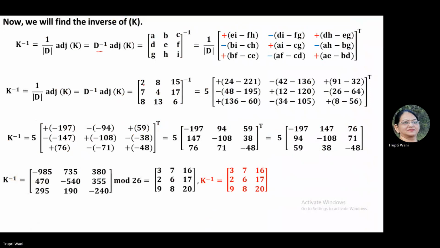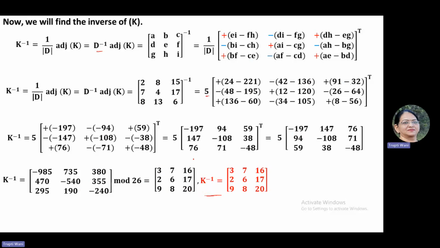So here take our original elements, write down these values, give the sign, and then take the transpose. So we are getting these values, do the multiplication mod 26. So at the end we will get this value as K inverse. So this is our K inverse. Hope all of you are understanding. So 5 into 197, then 5 into 147. So 735, 380, with this we are getting this one.